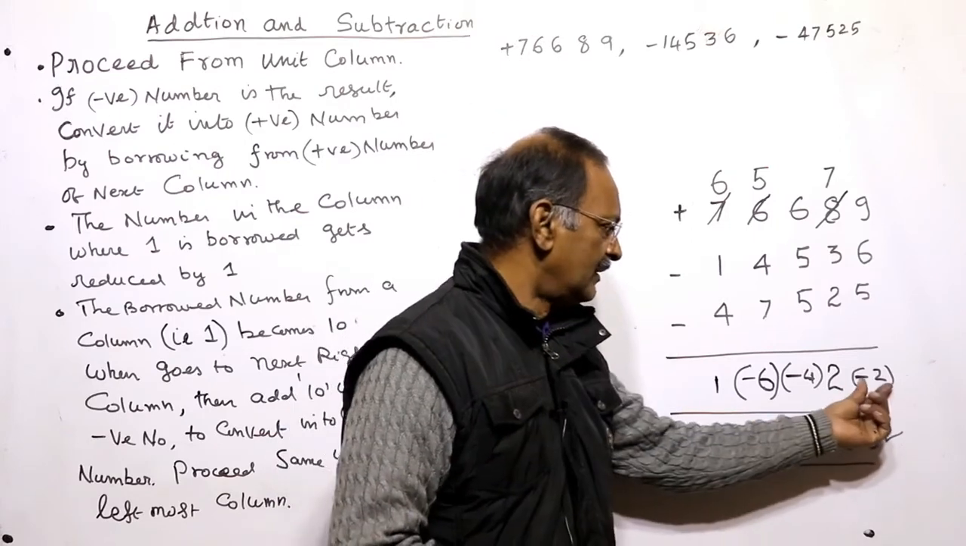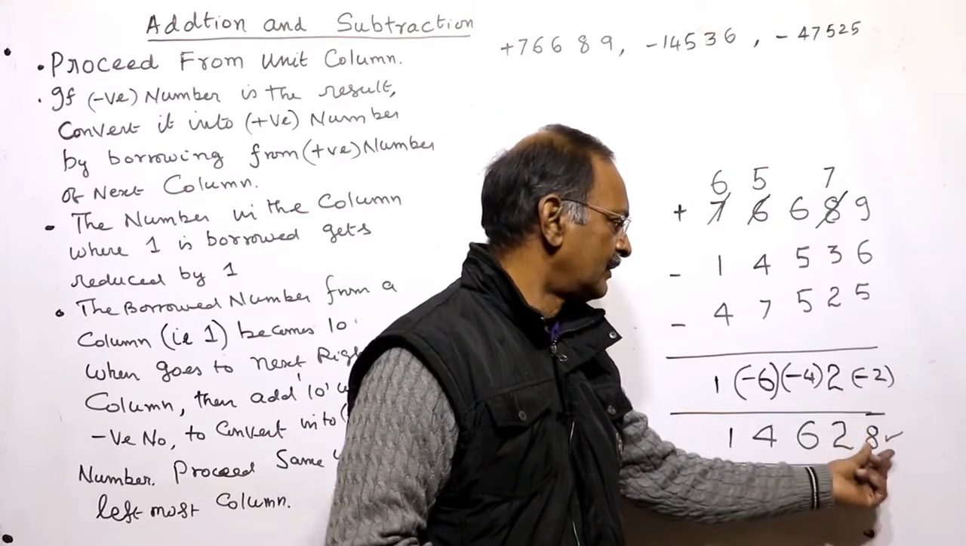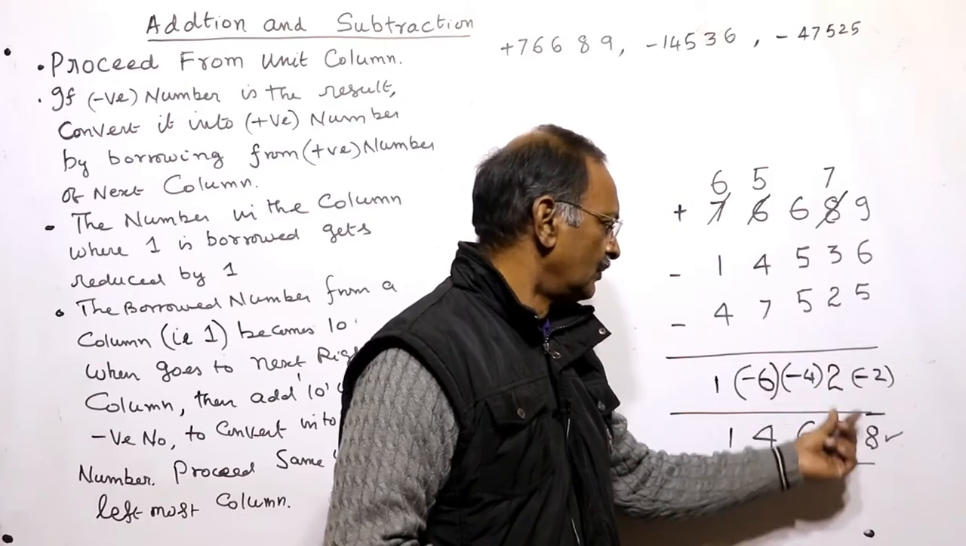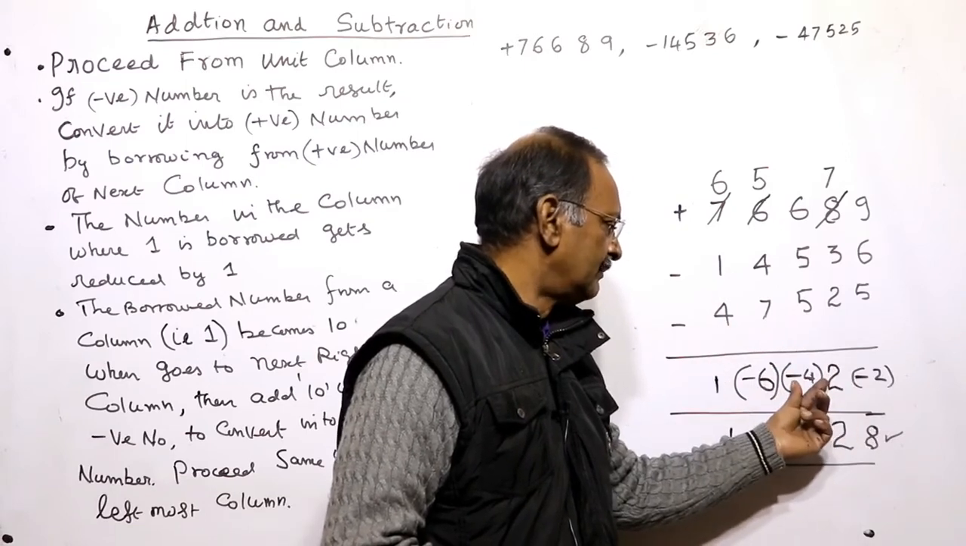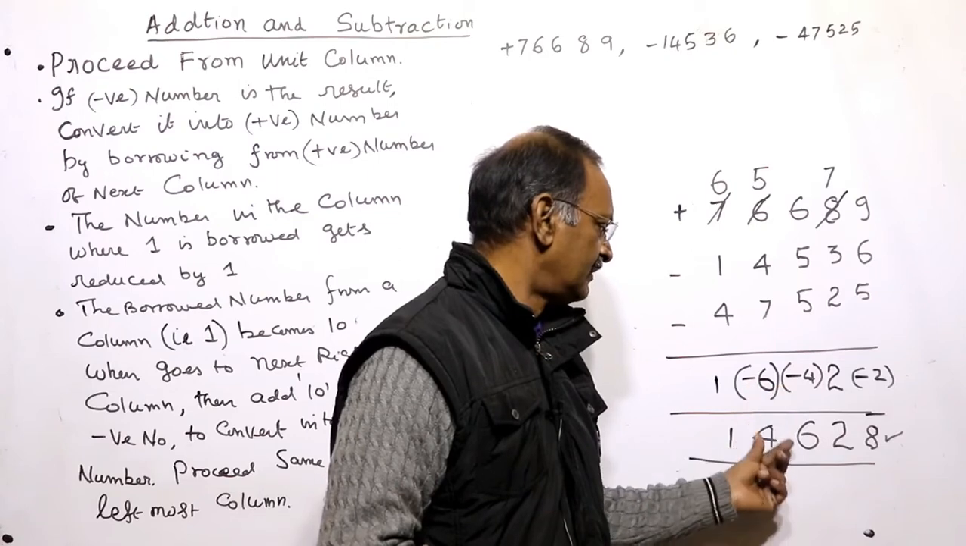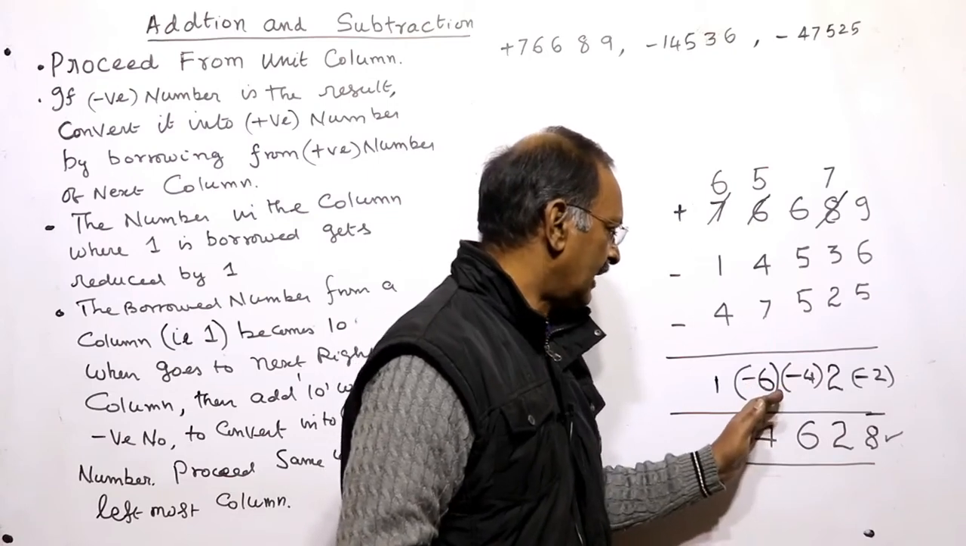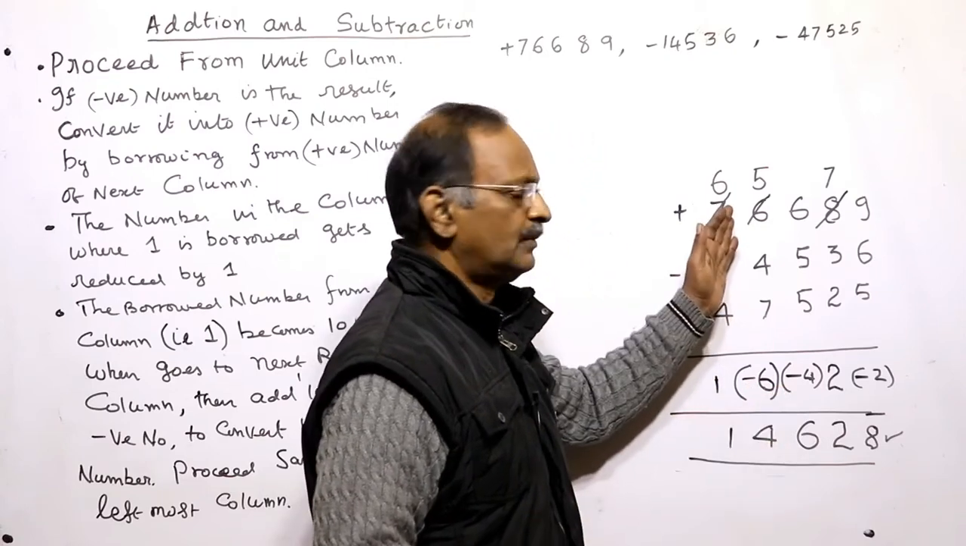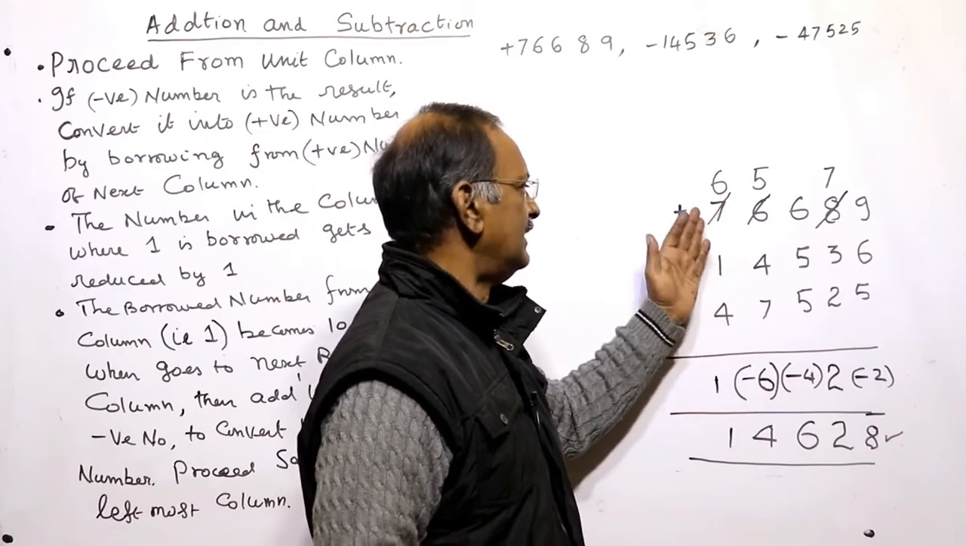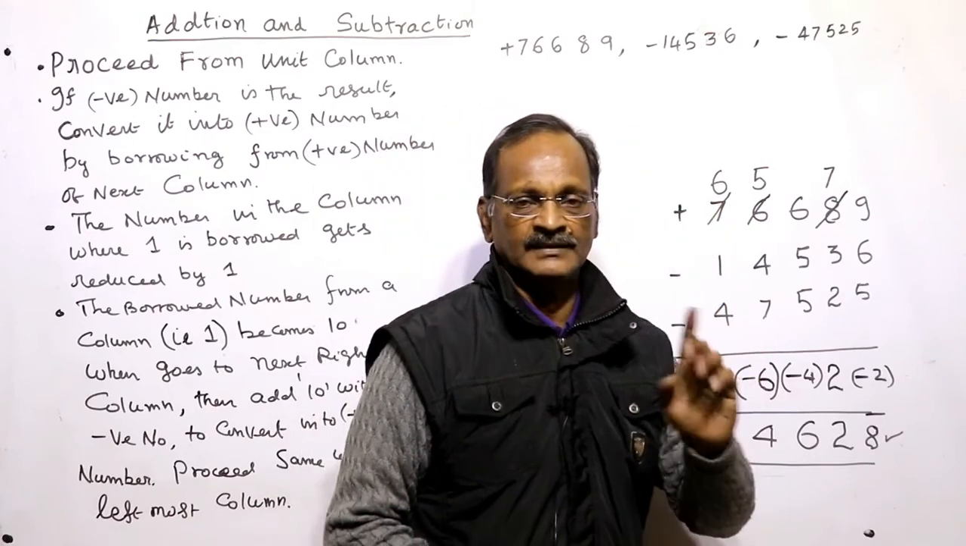So straight away, whenever minus 2 is coming, 10 minus 2 is 8. Minus 4 means 10 minus 4 is 6. Minus 6 means 10 minus 6 is 4. But when you are adding with the 10 here, you have to reduce the positive value in the next column by 1. That is the technique.